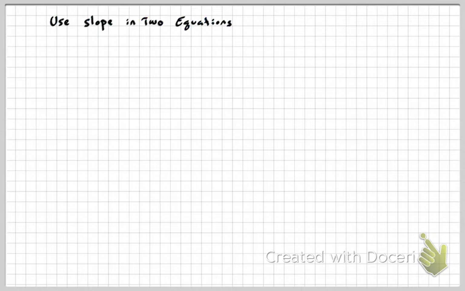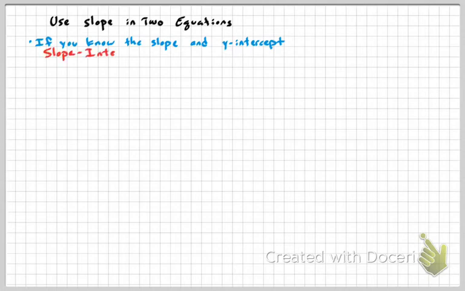So using slope to write the equations of lines. There's two ways you can write an equation of a line. It's when you have the slope and a point it passes through, or when you know 2 points the line passes through. So if you know the slope and you know the y-intercept, we call that slope-intercept form. Okay? y equals mx plus b.